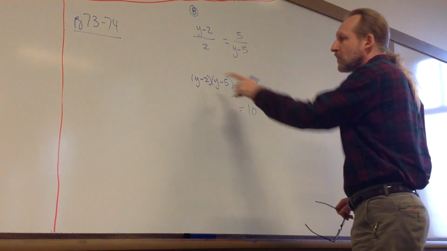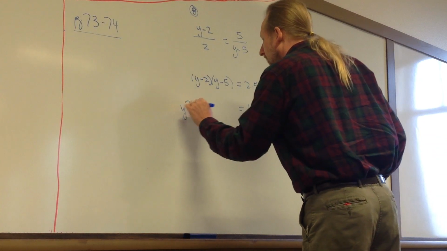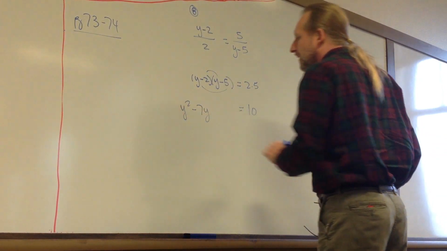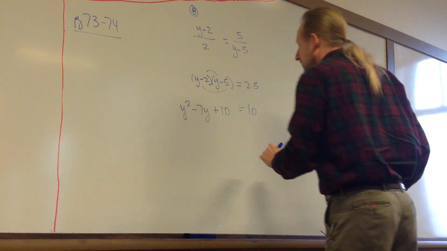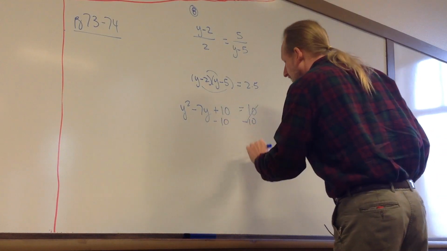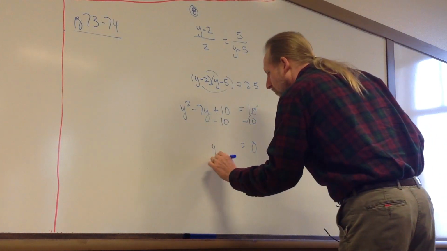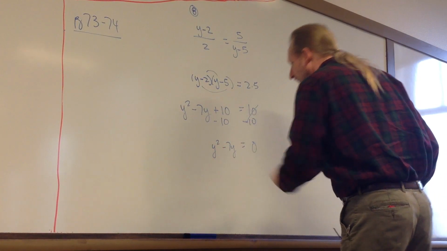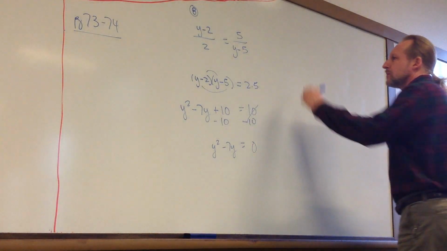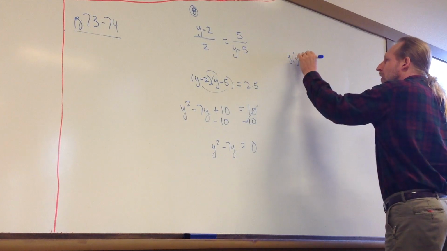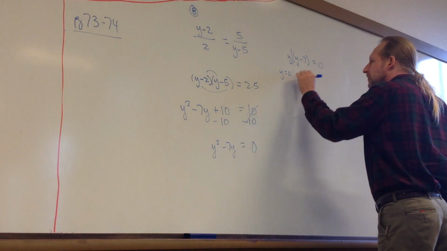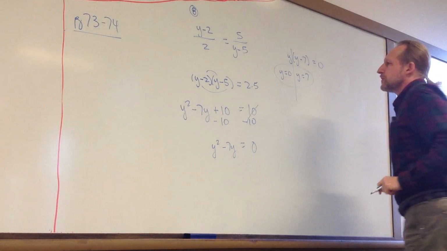So that's 10. Over here, we get y squared, minus 5y and minus 2y make minus 7y, plus 10. Subtract 10 on both sides, and we get y squared minus 7y equals 0. Now this is factorable. This is y times y minus 7. And so we can see y should be 0 or y should be 7.